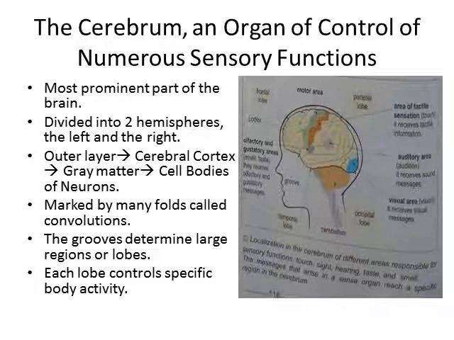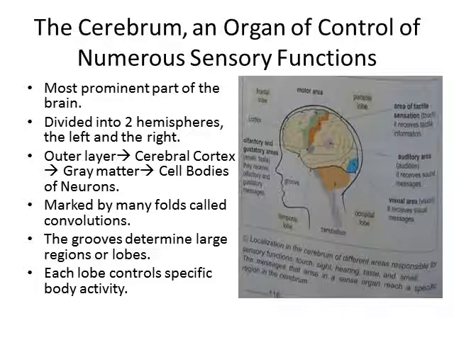So we know that the grooves determine large regions or lobes. Each part is a lobe. We've got the temporal lobe, the occipital lobe, the parietal lobe, and the frontal lobe. The names are according to their positions. The frontal lobe is present at the front, the occipital lobe at the very end, and the temporal lobe connects with the temple of the human being. Again, the lobes are named according to their positions.